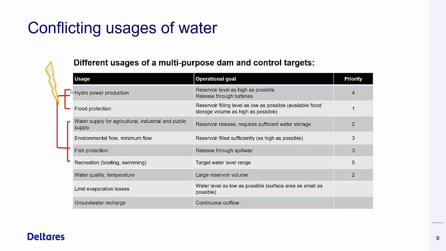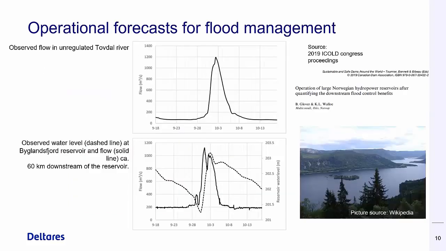We have already learned there are some conflicting usages: flood protection and hydropower, but also hydropower usually conflicts with fish safety, and water supply might conflict with recreation, and there are certainly some others. Usually operators have priorities, what is the most important in comparison to other use functions. And this is something that RTC Tools can help to address or even to solve.